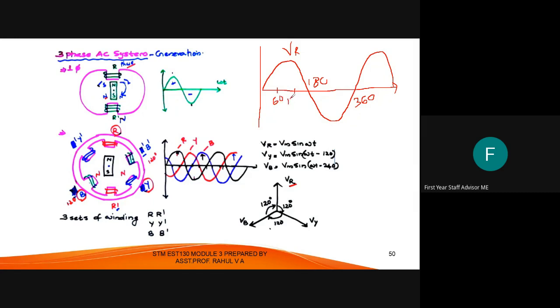This is 120 degree. Okay, 60 degree, 120 degree, and this is 180 degree. Okay, again I can divide this into 2. So 60 degree by 60 degree. Okay, so after 180 degree, 240 degree will come, and after 240 plus 60, that is 300.